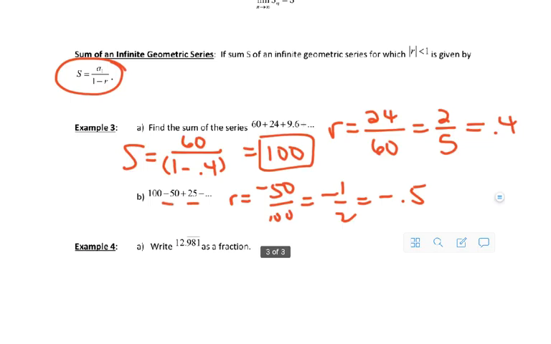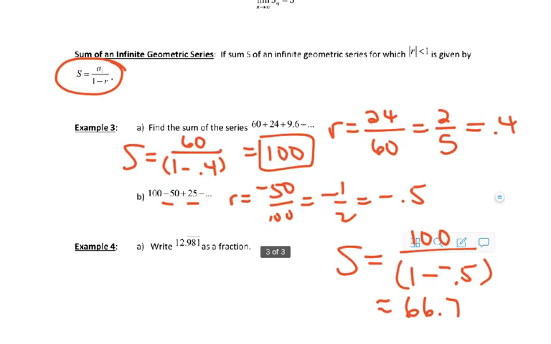Well, yes, it is. So the sum is going to be the first term divided by 1 minus the common ratio. Be careful, because you're subtracting a negative, which is going to turn it into a positive. So 100 divided by (1 minus negative 0.5) is going to be about 66.7, or 66.6 repeating.